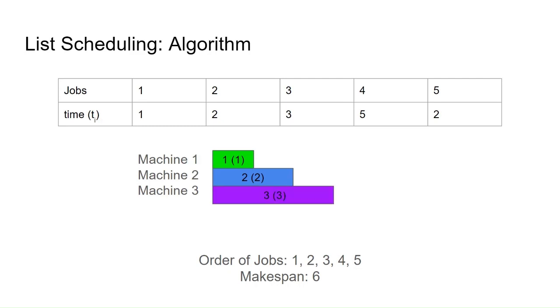Now we have machine 1 with load 1, machine 2 with load 2, and machine 3 with load 3. When we reach job 4, it will be assigned to machine 1 as it has the smallest load now.